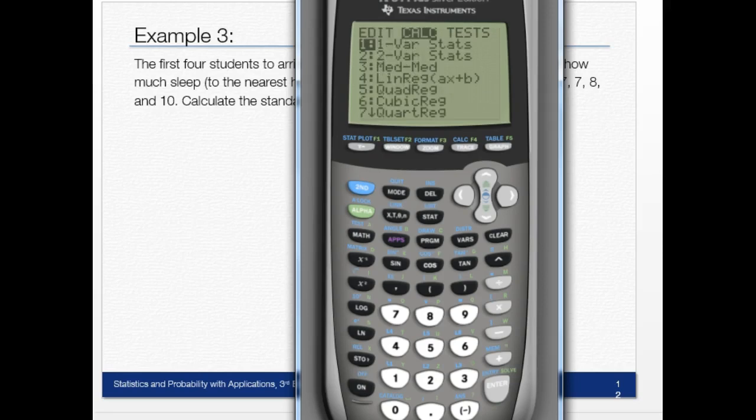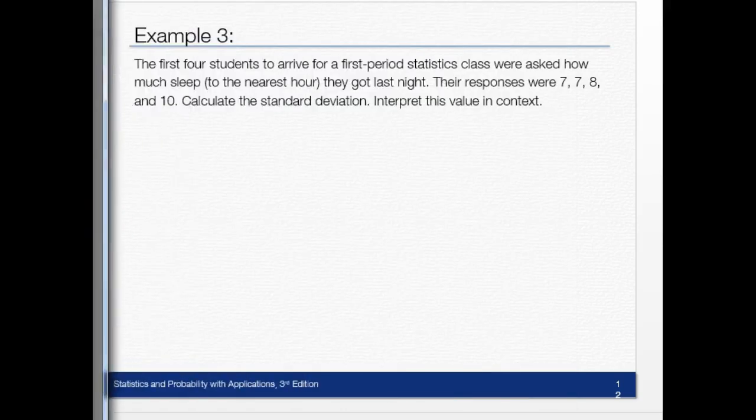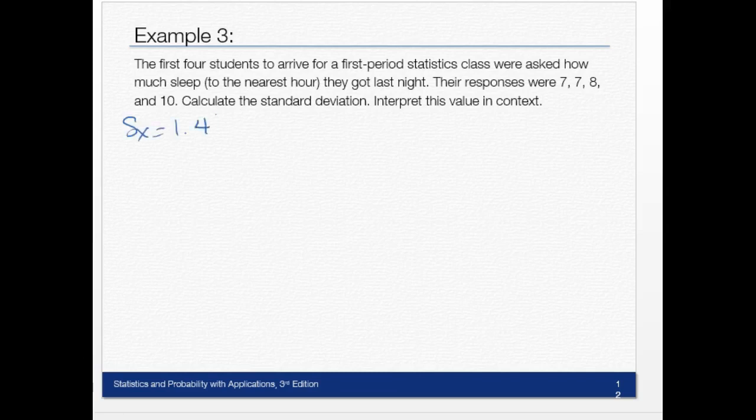So Stat, Calc, One Variable Statistics, from list 1. All it's asking me for is standard deviation, so I want the S. See how it says Sx? I want that. Sx is standard deviation, and it's 1.41. Keep it to 2 decimals. All right, that's the calculate part. The calculator did it. There's no work to show, but interpreting is very important.